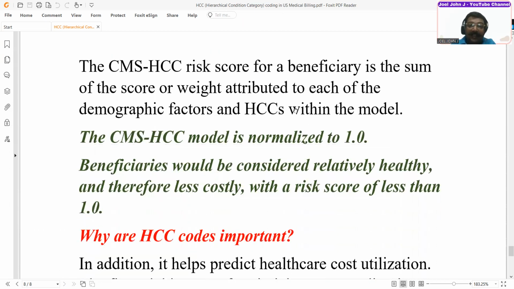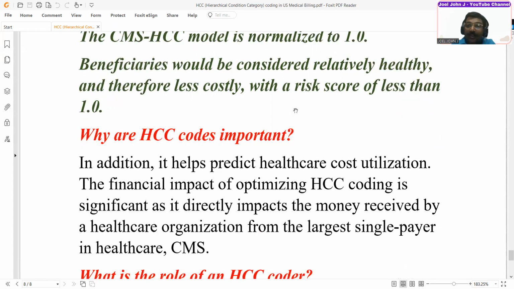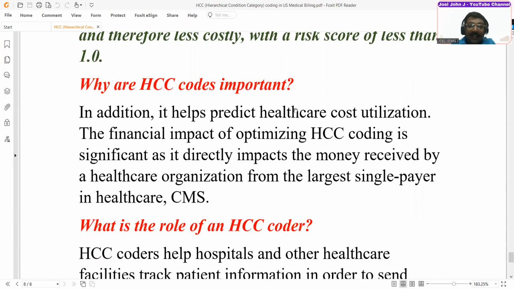What is HCC risk score? The CMS HCC risk score for a beneficiary is a sum of scores or weights attributed to each of the demographic factors and HCCs within the model. The CMS HCC model is normalized to 1.0. Beneficiaries with a risk score less than 1 are considered relatively healthy and therefore less costly. Whichever score is less than 1 are healthy people and they are going to have less medical expenses.